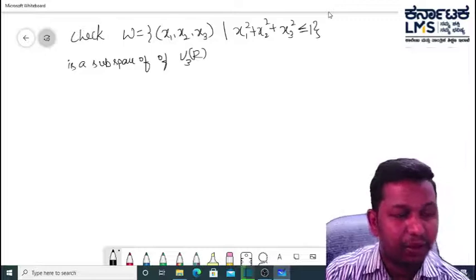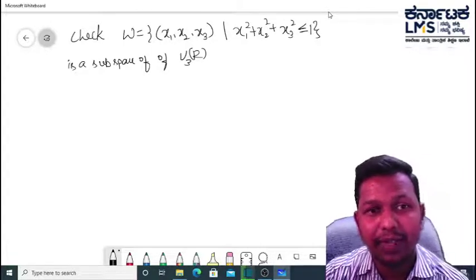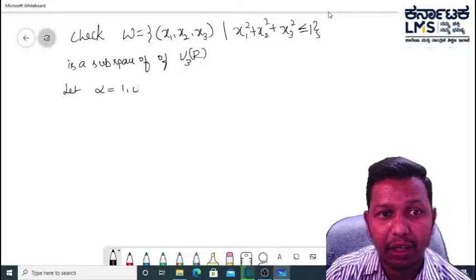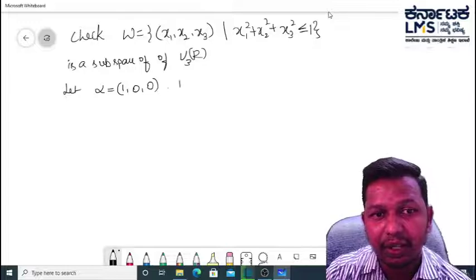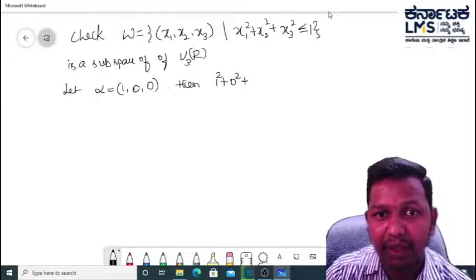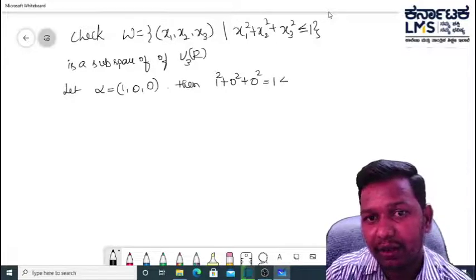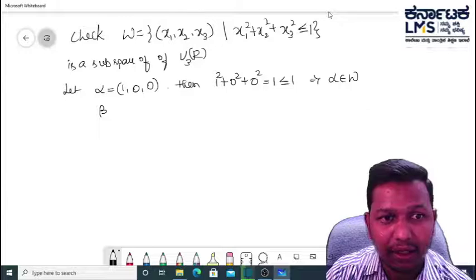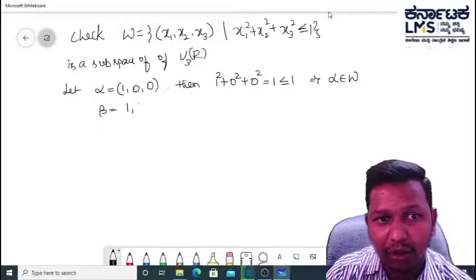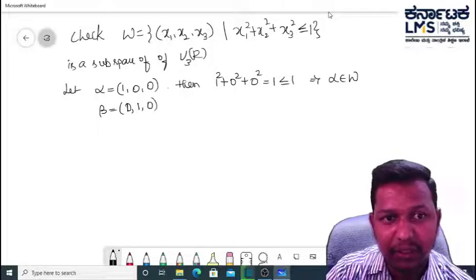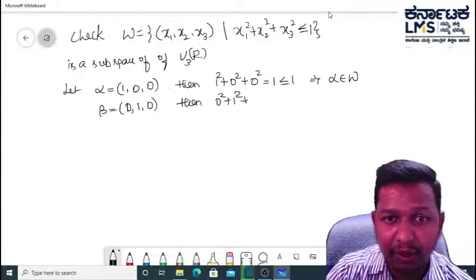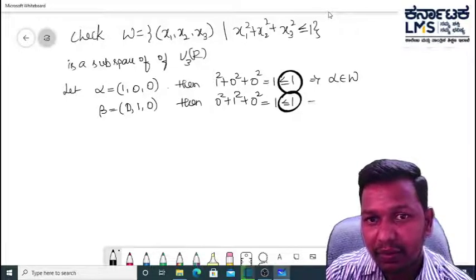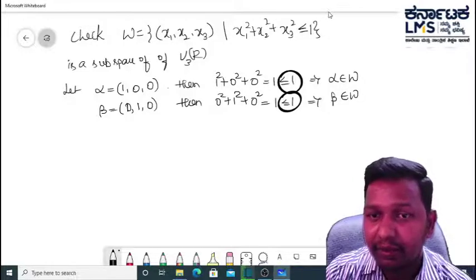Okay. So to verify this, I consider a special case, that is, let alpha be 1, 0, 0, then 1 square plus 0 square plus 0 square is equal to 1, which is less than or equal to 1, which implies that alpha belongs to W. Similarly, another one, beta as 0, 1, 0, then 0 square plus 1 square plus 0 square is again 1, which is less than or equal to 1, which implies that beta also is an element of W.